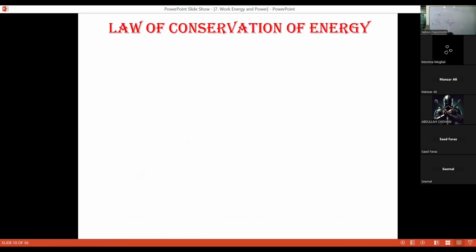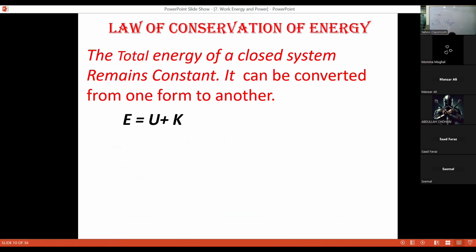Then we have the concept of the law of conservation of energy. In O levels you studied that energy can neither be created nor be destroyed, but can be converted from one form to another. If you remember that definition, well and good. Otherwise, this is the proper definition: the total energy of a closed system remains constant. It can be converted from one form to another. You can remember this too, and if you remember the first one, that is also fine.